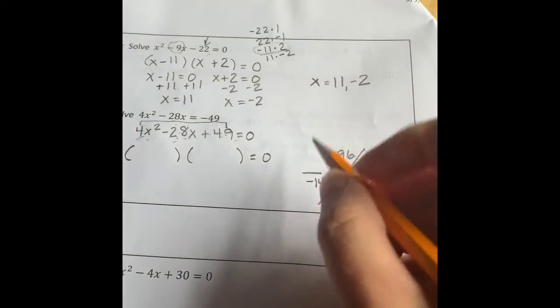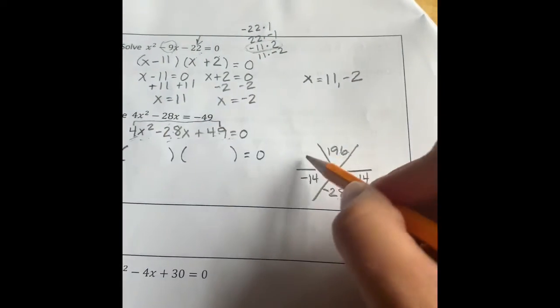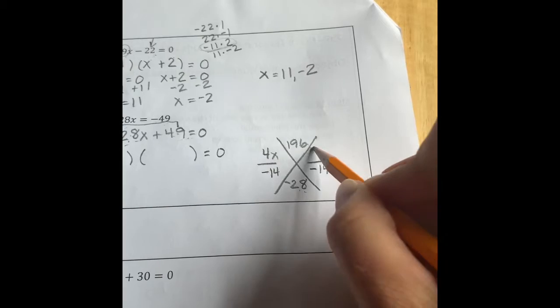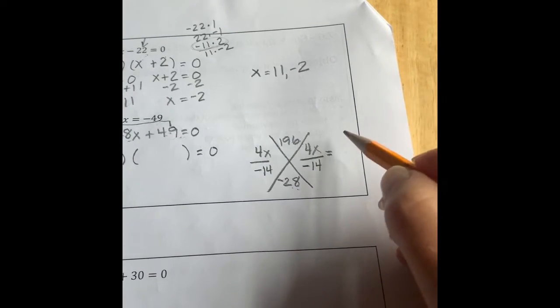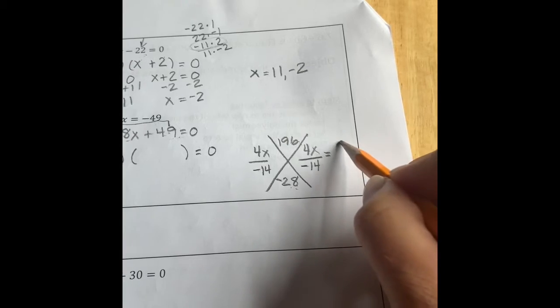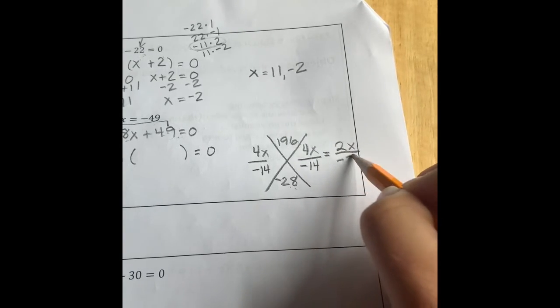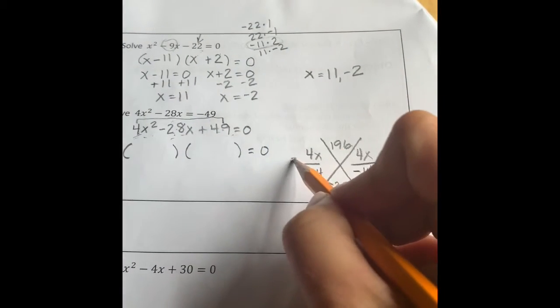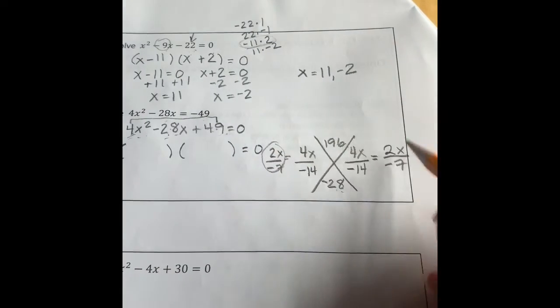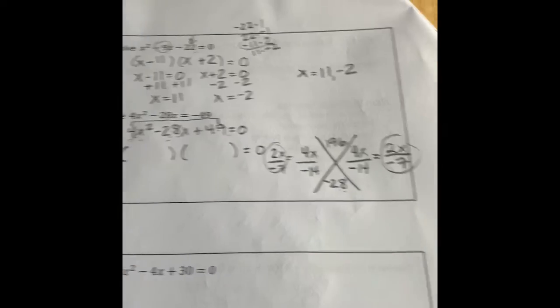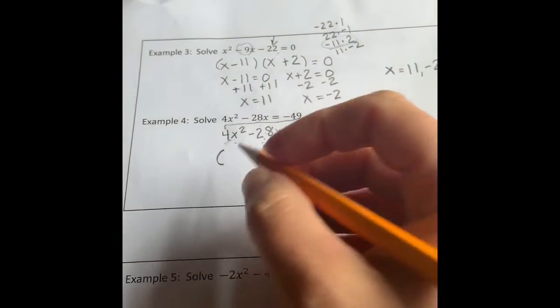On top of each of those, we're going to put that 4x. And both of these are the same. Just remember, we've got to simplify. Both of these are divisible by 2, and both of these are divisible by 2. So our factors are 2x minus 7 and 2x minus 7. So that's what I'm going to put here.